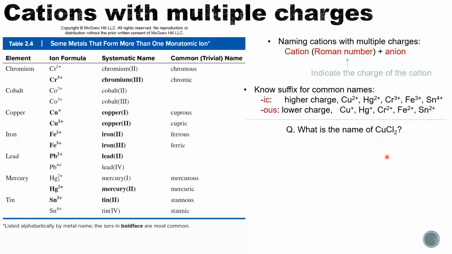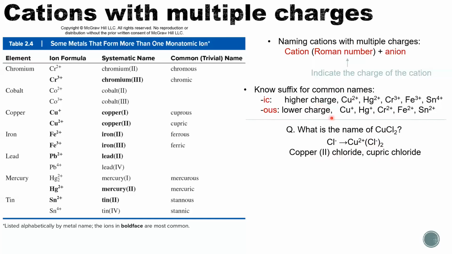Then we need to determine what charge this copper cation carries. Remember the important rule: a compound is charge neutral. For chloride, it only carries a -1 charge. So in order to make this compound charge neutral, in total we have 2 chloride, which means we have -2 charge. The copper needs to have +2 to compensate that. So it's copper with a 2+ charge. We name it copper(II) chloride, or we can use a common name, cupric chloride, because it's the higher charge.